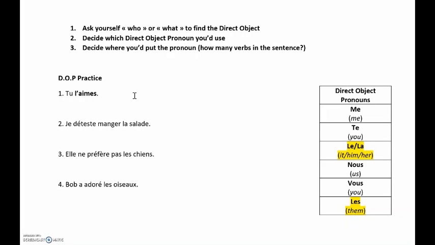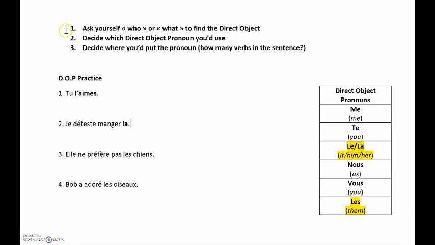Okay? Number 2, je déteste manger la salade. I hate eating salad. Okay. I hate eating what? Salad. So salad is going to be my direct object. What will I replace that with? La salade. It's a feminine singular object. I'm referring to an it. Okay. And again, because it's la salade, feminine, that's the same direct object pronoun that we'll use. So it would become je déteste manger la.